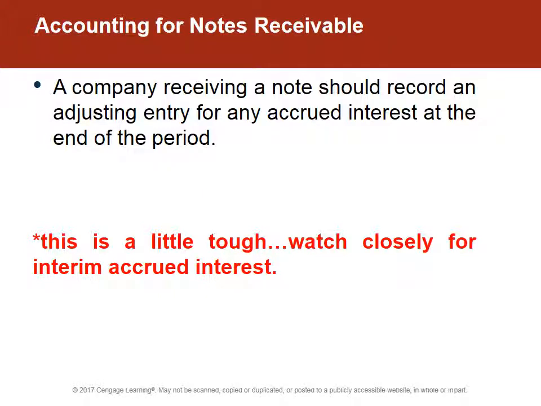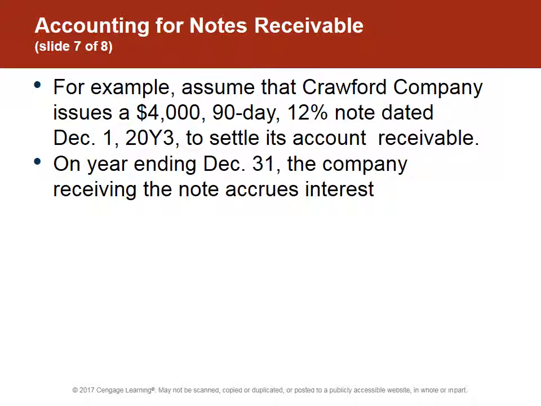So let's talk about interim accrued interest. Crawford Company issues a $4,000 90-day 12% interest note to settle an accounts receivable. So if they do this on December 1st, only 30 days have passed from December 1st to December 31st. So they've got some interest coming to them that they won't receive until the end of the 90-day period, but they get to record it. So it's that same concept of revenue recognition. Companies recognize revenue when it is earned, not when it's received in cash.